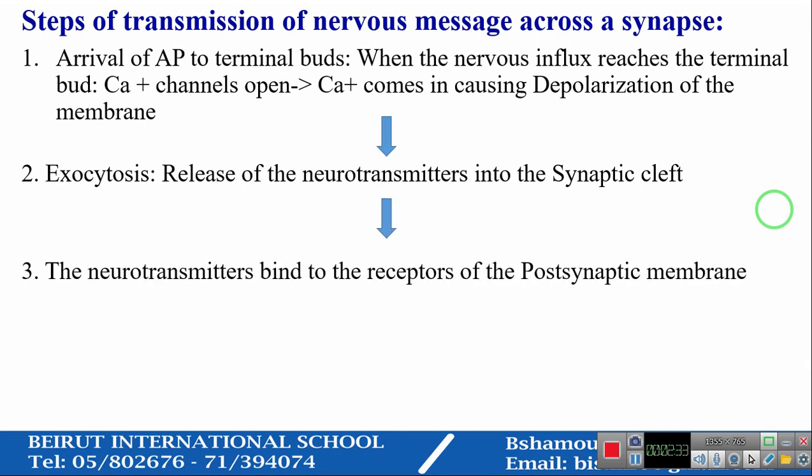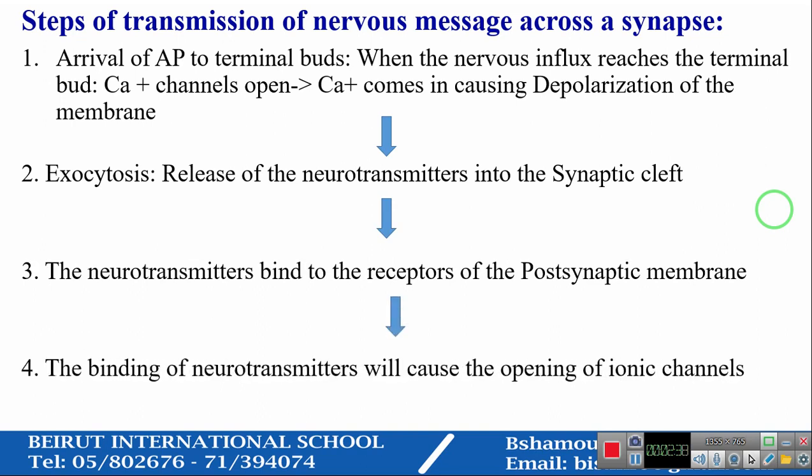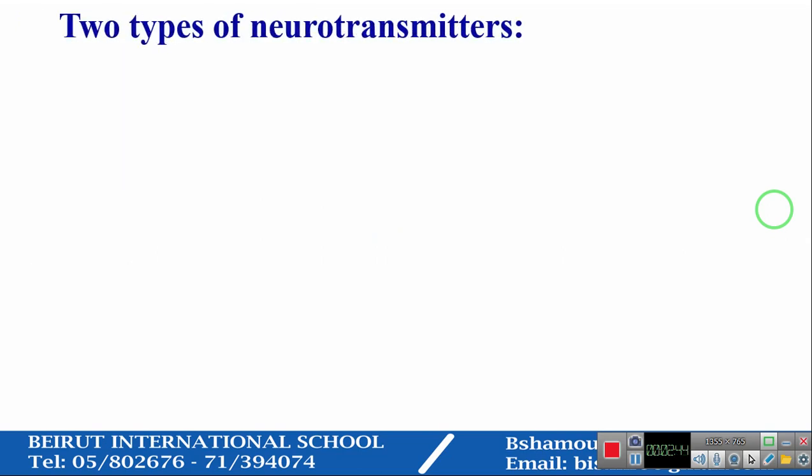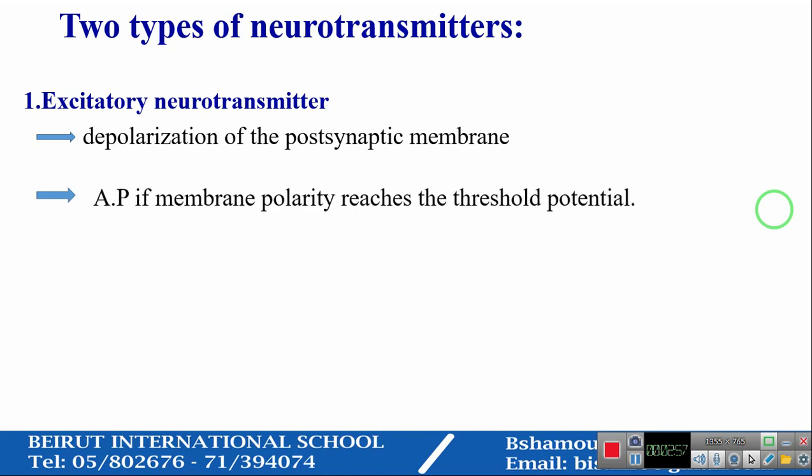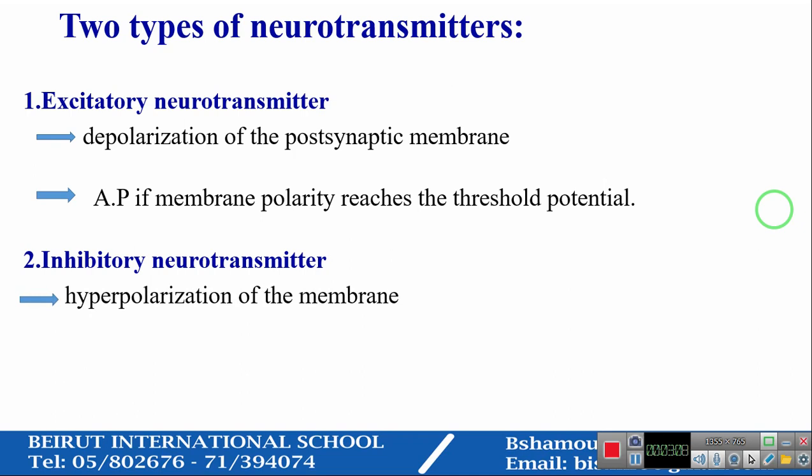These neurotransmitters will bind to the receptors of the postsynaptic membrane. The binding of the neurotransmitters will cause the opening of ionic channels. Two types of neurotransmitters in this case. We have excitatory neurotransmitter. In this case, it will cause depolarization of the postsynaptic membrane, leading to the formation of an action potential if membrane polarity reaches the threshold potential. And we have the inhibitory neurotransmitter, which causes hyperpolarization of the membrane, and in this case there is no action potential.